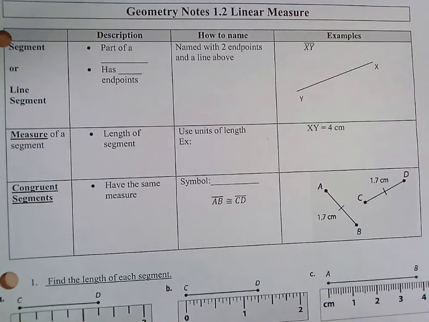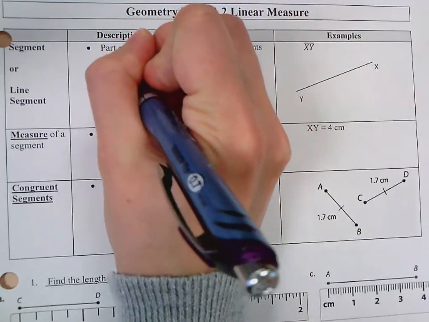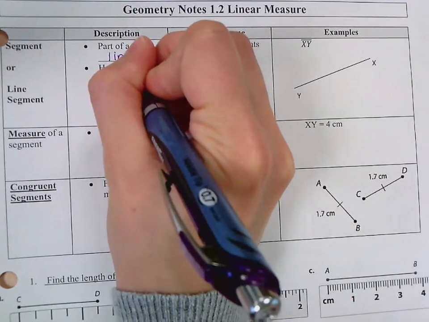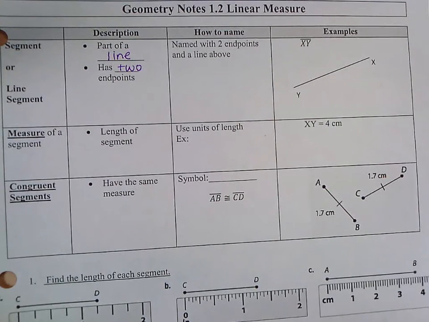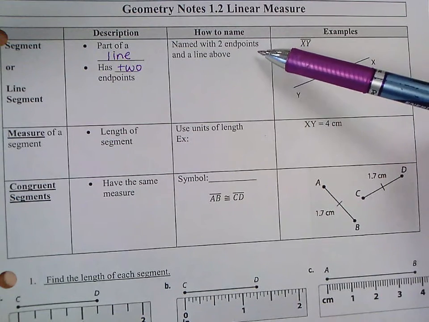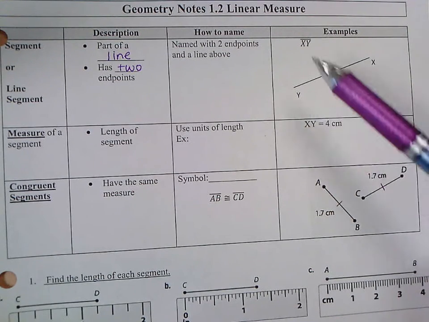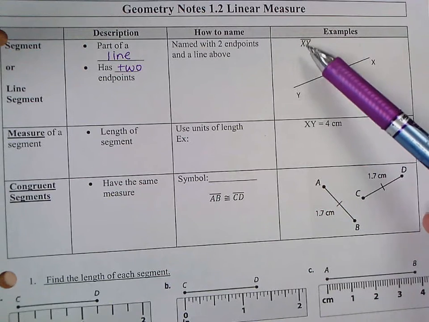So a segment is part of a line, and it has 2 endpoints. Whether you want to write the number 2 in there or spell out the word, that is up to you. So it's part of a line and it has 2 endpoints. Lines go on forever in either direction, infinitely; segments have ends. It is named with the 2 endpoints, and then it's written with a line above it, like I had mentioned from your assignment. For example, this line segment has endpoints X and Y, and the name of it is written right here, XY, with just a bar above.